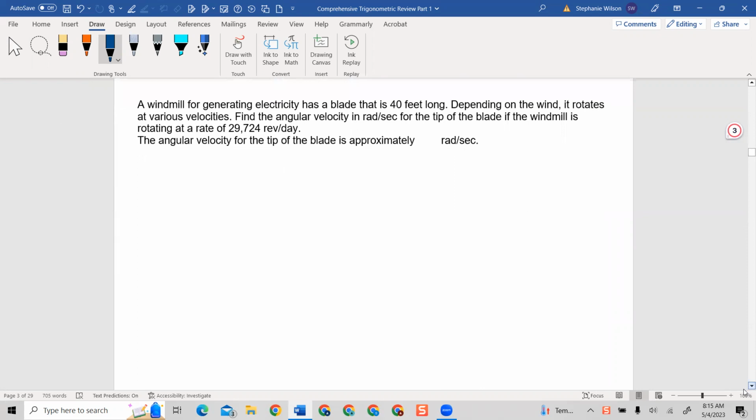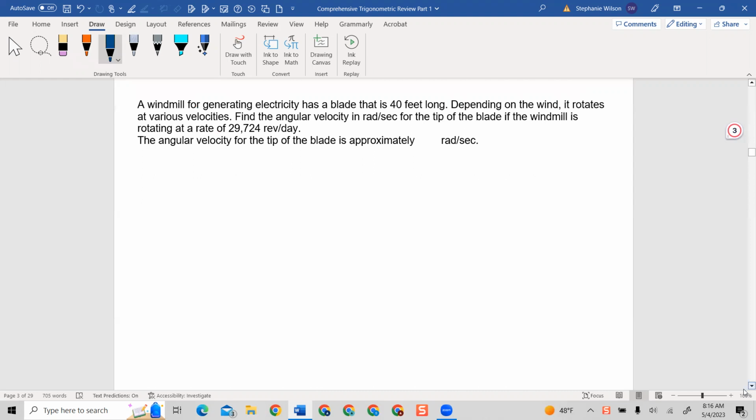Okay, here's an application problem. It says a windmill for generating electricity has a blade that is 40 foot long. Depending on the wind, it rotates at various velocities.